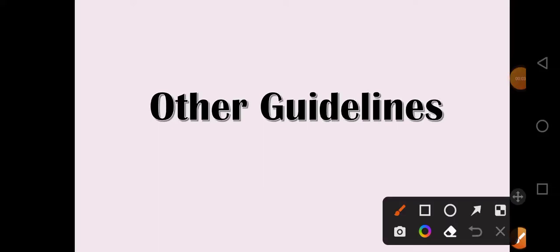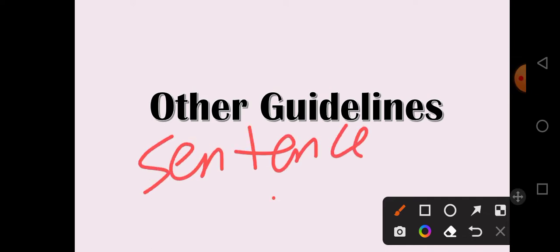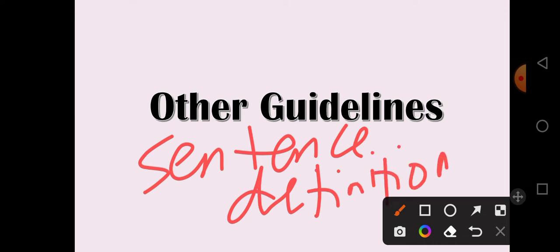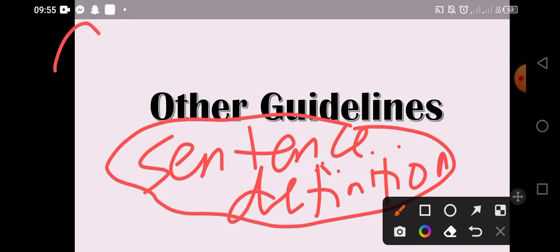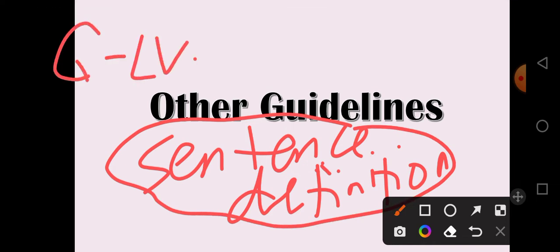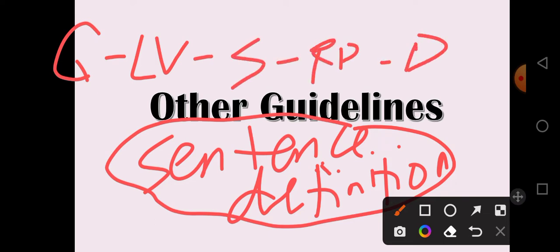Okay, now that you have learned that the definition of terms is written using a sentence definition, a sentence definition is a format on how we can write the definition of terms in our paper, in which we write the definition of the term using a full grammatical sentence, and it follows a format that goes like this: genus, linking verb, species, relative pronoun, and then the differentia.